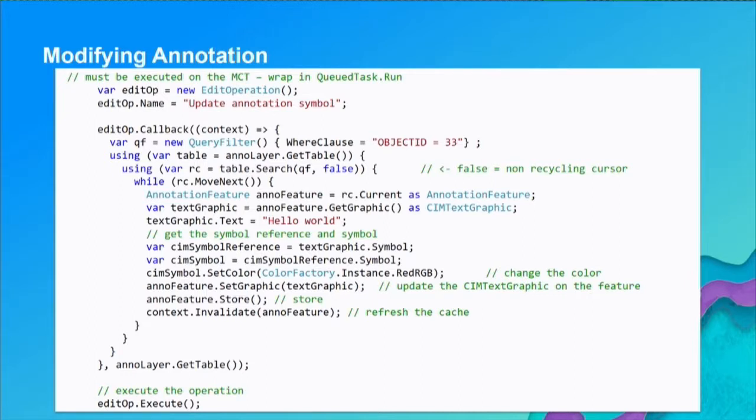So I'm going to use the set graphic method to set my new modified text graphic back to the annotation feature. Because I'm in the callback, I also need to call store on the annotation feature. And again, because I'm in the callback, I also need to refresh the cache. And so I call context.invalidate on the specific feature that I modified. And this makes sure that the map display gets refreshed and updated according to the changes that I've made. In table views. In the table views, yeah.